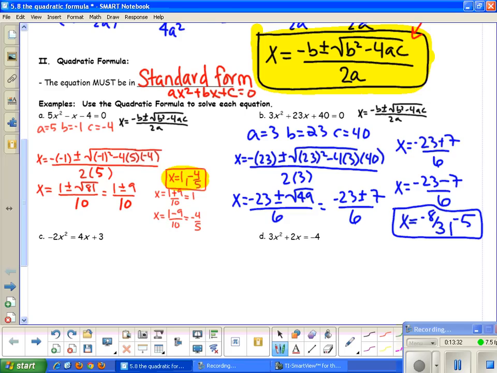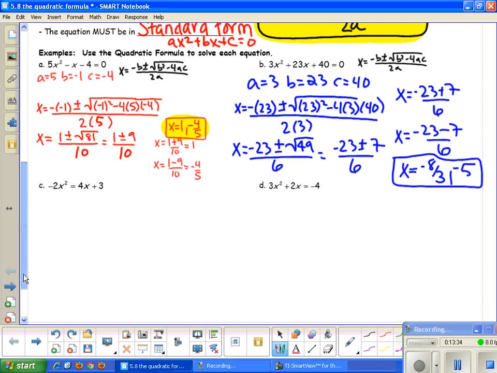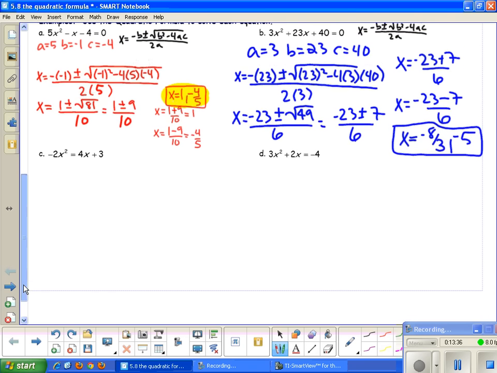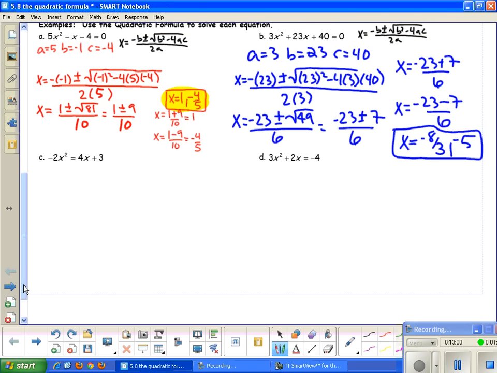Now if we look at this next one for C here, the first problem I have is that it's not in standard form, so I want to put it in standard form. So I can take everything to the negative 2x squared side, or I can take the negative 2x squared to the other side. I usually like working with positive quadratic terms, so I'm going to add the 2x squared to the other side. So I would get 2x squared plus 4x plus 3 is equal to 0. So now I can solve.